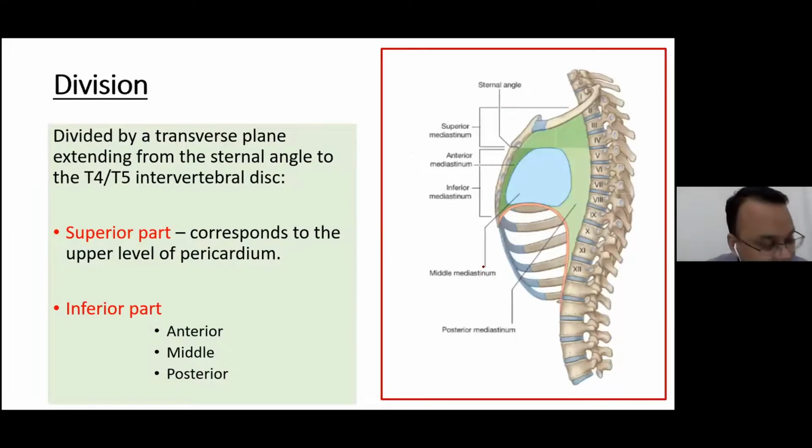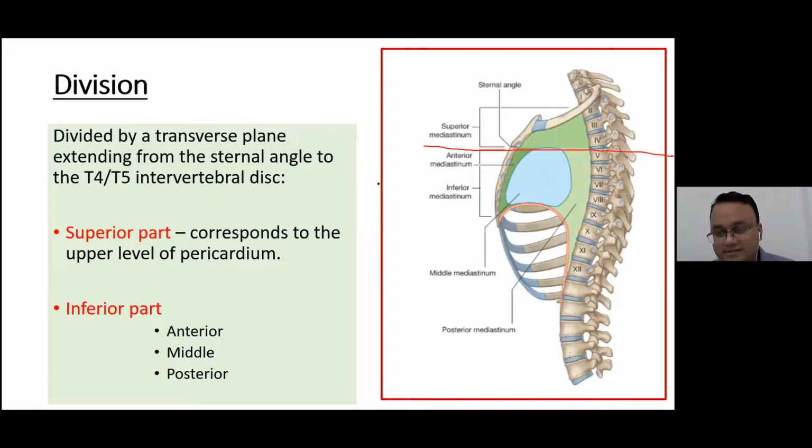Now, do we have some more time? Yes. Now we divide the mediastinum generally into two parts. It's divided into superior mediastinum and inferior mediastinum, right? Superior mediastinum and inferior mediastinum. Now, how do we divide this into superior and inferior? It is by that plane that we just mentioned. You still recall the name of that plane, isn't it?